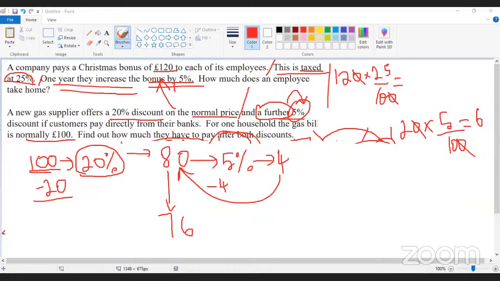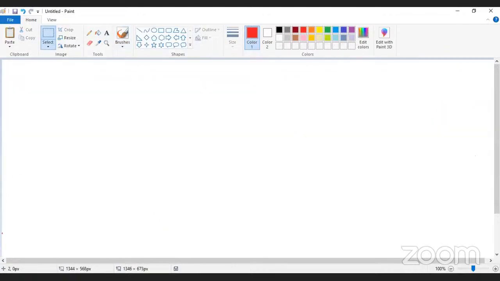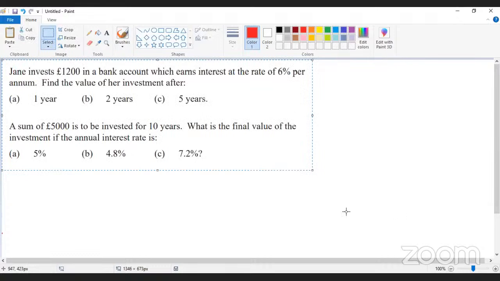Next, I'll give you one based on interest. I'm giving you 2 very simple questions, on how to connect this percentage to the interest topic. I'm just clearing the board. Can you see the questions?